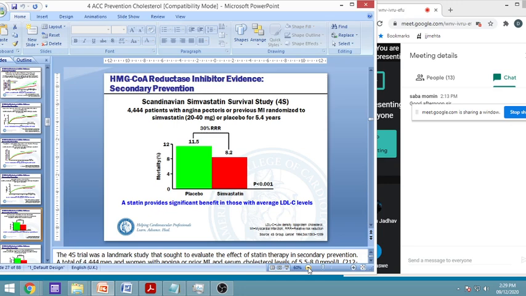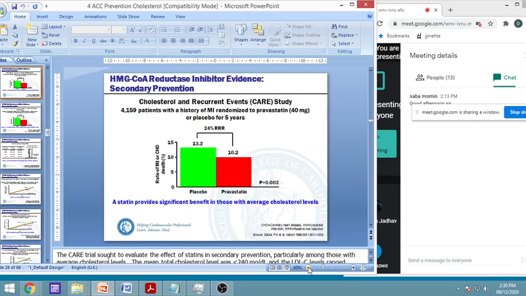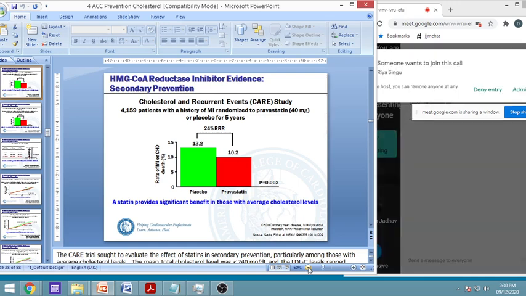Then the Scandinavian Simvastatin Survival Study, that is the 4S study, and here also it was proven that there was around a 30% reduction in the rate of cardiovascular problems. Then for HMG-CoA reductase inhibitor evidence in secondary prevention, there was the CARE study, cholesterol and recurrent events, which showed around 24%.